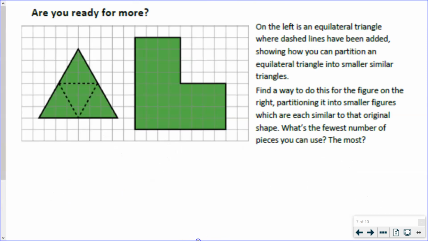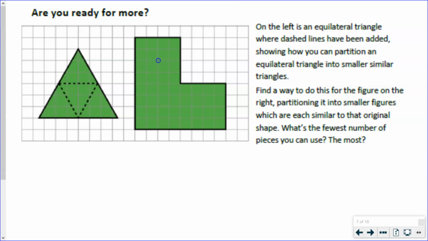Now, we do have this "Are you ready for more?" It says, on the left is an equilateral triangle where dashed lines have been added, showing you can partition an equilateral triangle into smaller, similar triangles. Find a way to do this for the figure on the right, partitioning this figure into smaller figures that are the same shape. Pause the video, see if you can find ways to do that, and then we'll return with the answer.